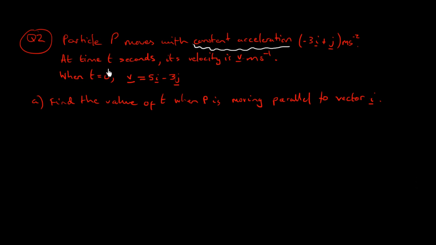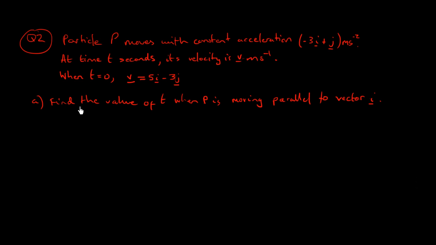Then at time t seconds later, t as a variable obviously, its velocity is v meters per second, v being a vector which changes with time. They tell us that when the time is 0, the velocity is this much. So in other words, this is the equivalent of u, the initial velocity in the SUVAT equations. u would be the initial velocity, and then the vector v would change with time, and you could use that idea to find what v is going to be in the future if you combine it with the acceleration.